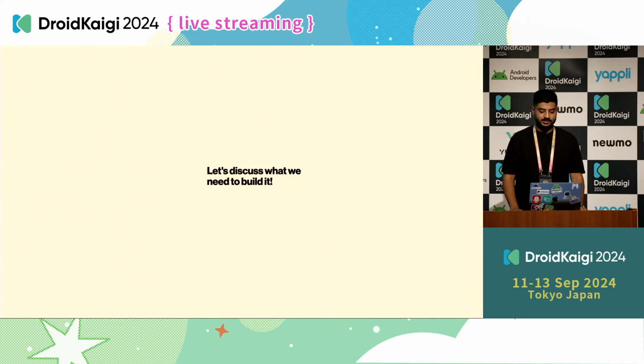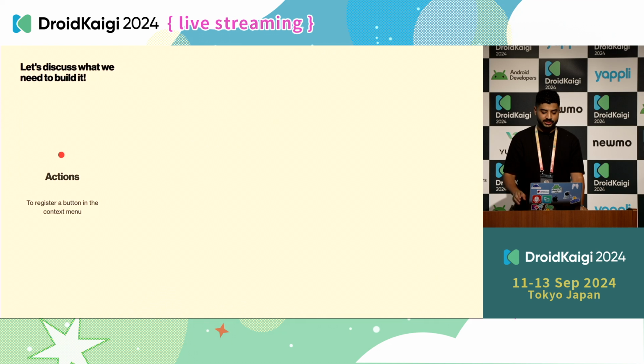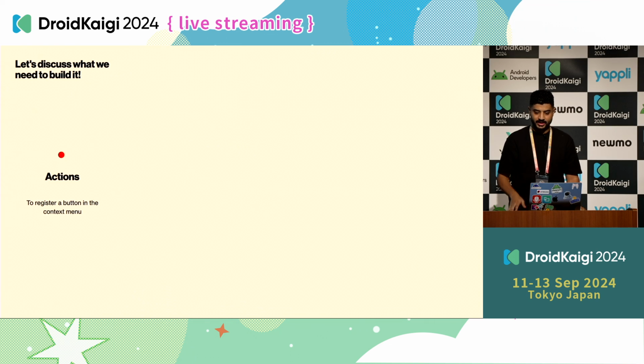And let's discuss what we need exactly to build the previous example. The first thing, we need to register a button in the context menu so we can click on it. That's where actions come in. Actions are the platform's way of adding interactive components to the IDE.